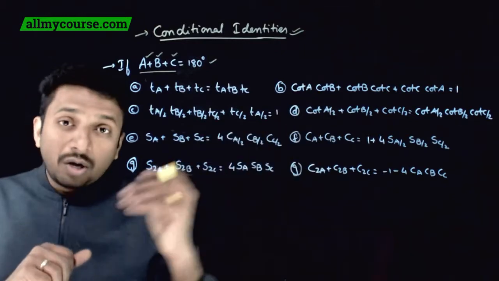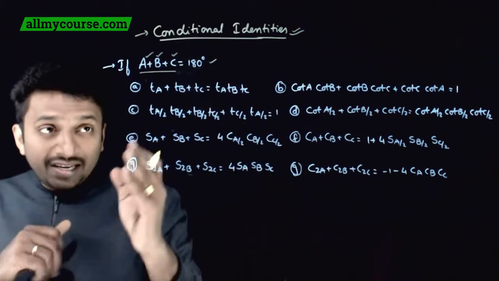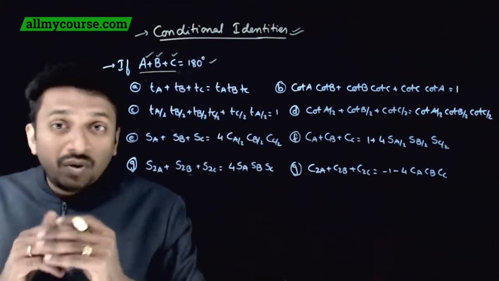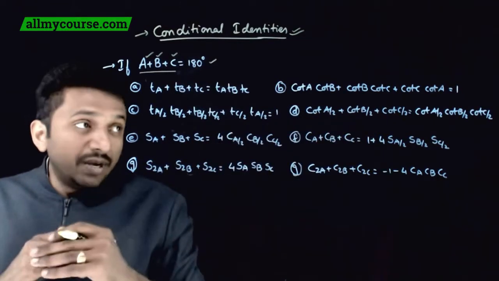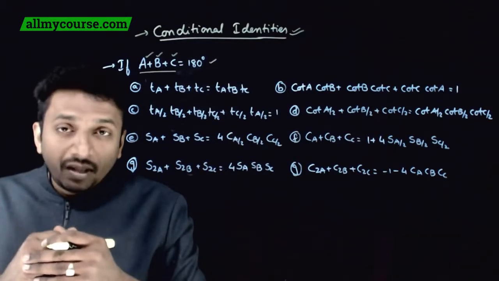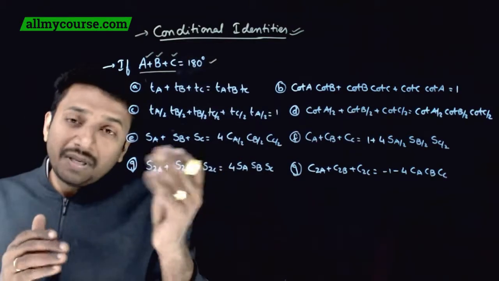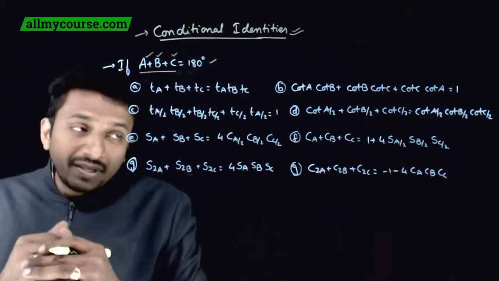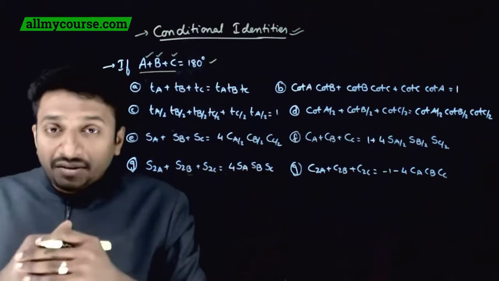Cot A cot B plus cot B cot C plus cot C cot A will always be equal to 1. Similarly, tan A by 2 tan B by 2 plus tan B by 2 tan C by 2 plus tan C by 2 tan A by 2 will always be equal to 1. Cot A by 2 plus cot B by 2 plus cot C by 2 is equal to cot A by 2 cot B by 2 cot C by 2. Similarly, in terms of sine, sine A plus sine B plus sine C will always be equal to 4 cos A by 2 cos B by 2 cos C by 2. In this way, you have other identities also.